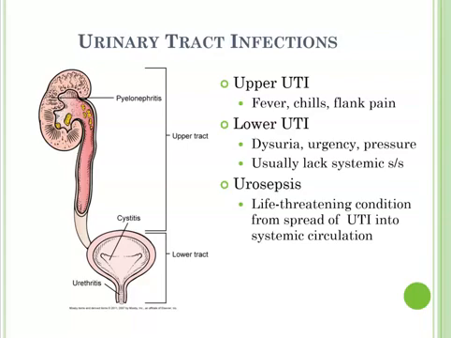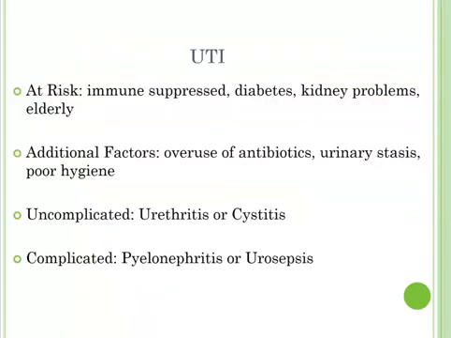Urosepsis is a very deadly condition that can occur, and this is where the urinary tract infection then spreads into the bloodstream. Your patient becomes septic. There are a whole host of different reasons, though, that your patient could develop a urinary tract infection.